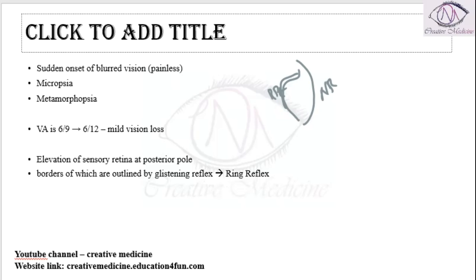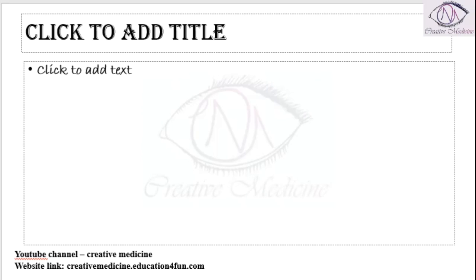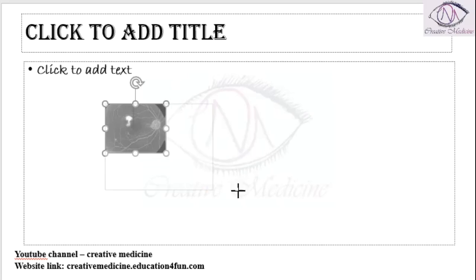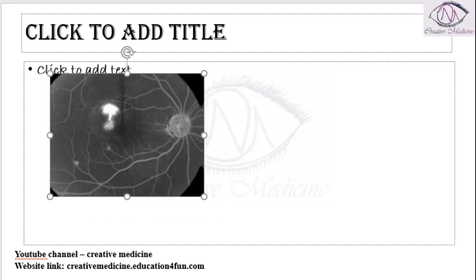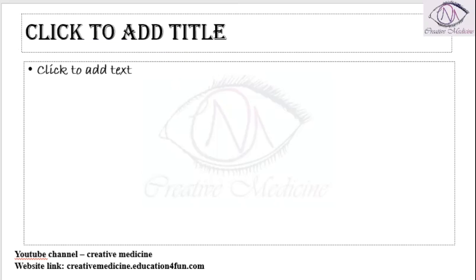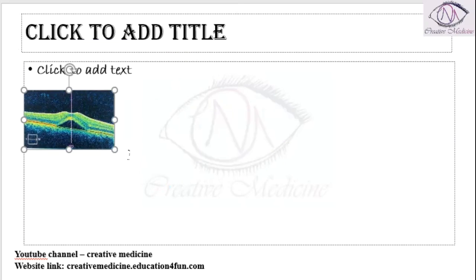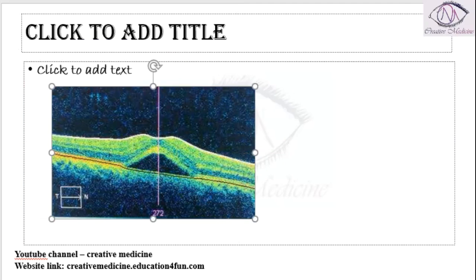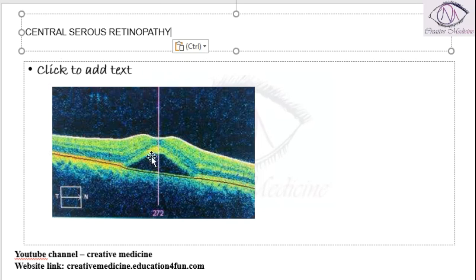On fluorescein angiography, we can see the presence of the ink blot or smokestack sign in central serous retinopathy. Similarly, if you do optical coherence tomography, you can see that this is the retinal pigment epithelium, and this is the neurosensory retina which is elevated like this. This is the neurosensory retina which is elevated, and this is the retinal pigment epithelium.